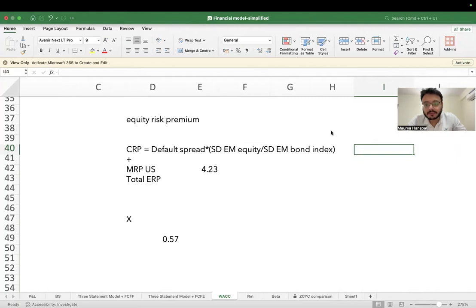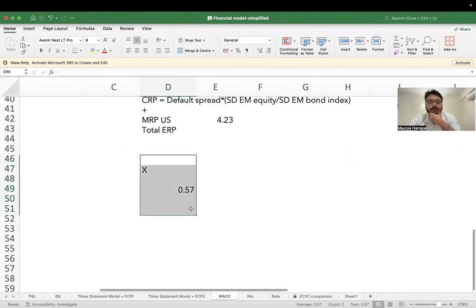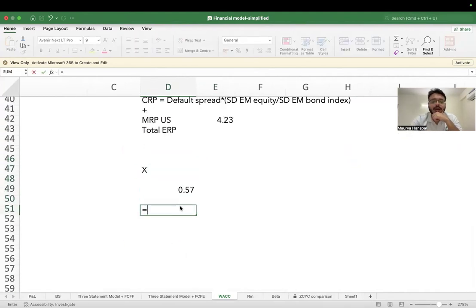I explained the formula for default spread here, right? For CRP: default spread into the standard deviation of the emerging equity divided by the standard deviation of the emerging bond. So this 2.85 has come with the default spread included, right? I had to calculate it for the US because that's my base market. So actually my cost of equity in this case simply becomes what?